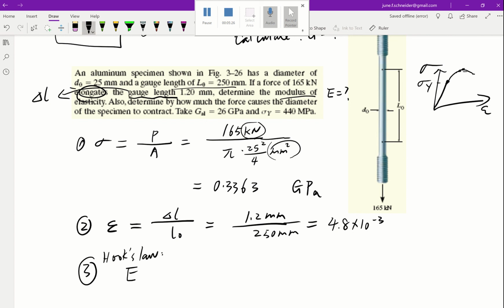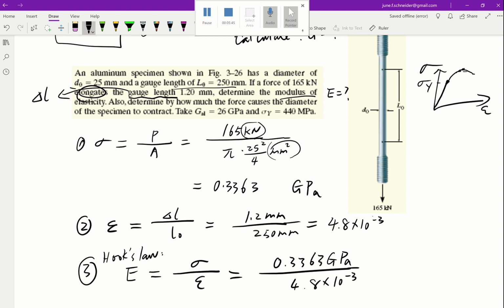During the elastic region, Hooke's law is going to be the slope of stress over strain. So sigma over epsilon. And the sigma is 0.3363 gigapascal from step 1, and epsilon is 4.8 times 10 to the negative 3.